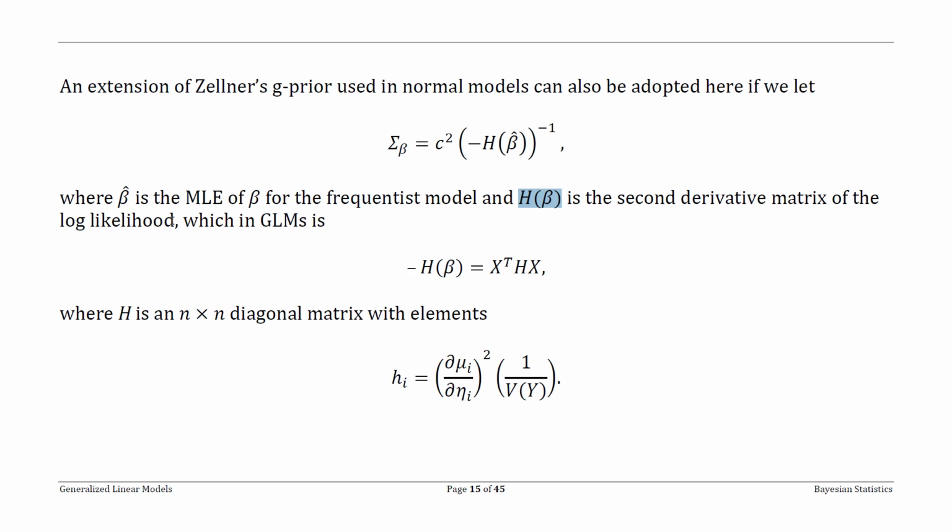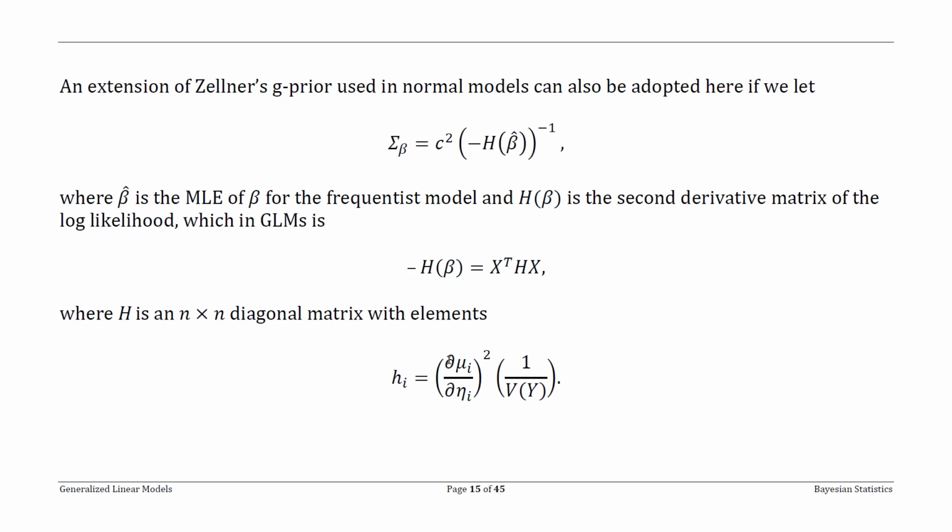In other words, this is the Hessian matrix of beta in our GLMs. And we can write this in closed form, where negative H of beta is going to equal X transpose HX, where I'm abusing notation here because this H is not the same as this H right here. And H is an n by n diagonal matrix with the following elements.